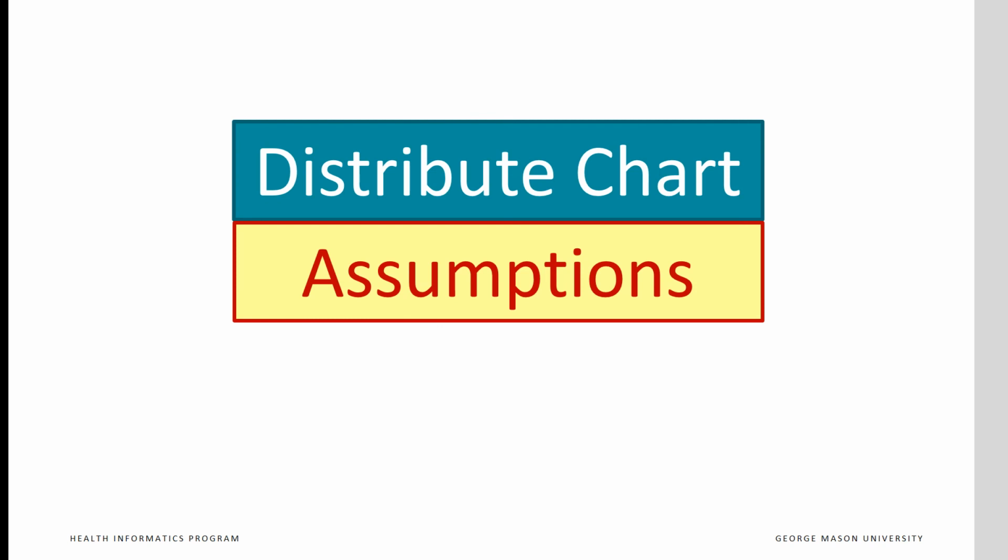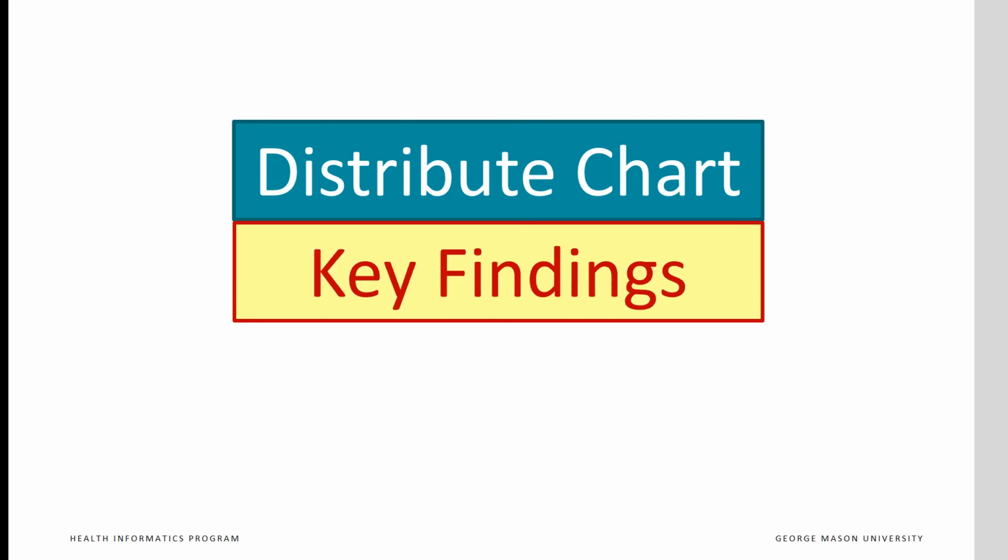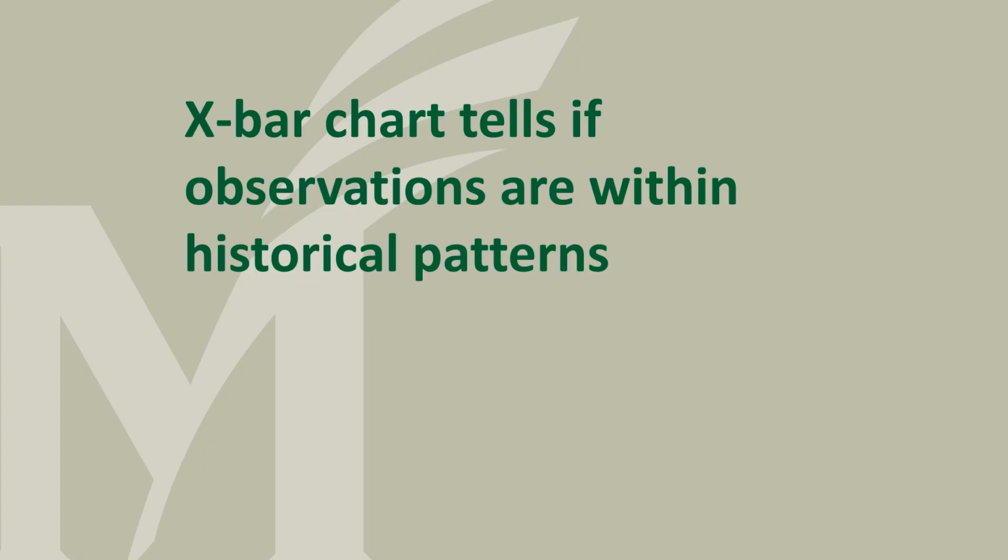Once you have created the control chart, tell your story. Distribute your control chart. Include in the report how you checked assumptions of the control chart. Include a summary of key findings and hypothesize the likely factors that contributed to points outside the control limit. Xbar chart tells if observations are within historical patterns.